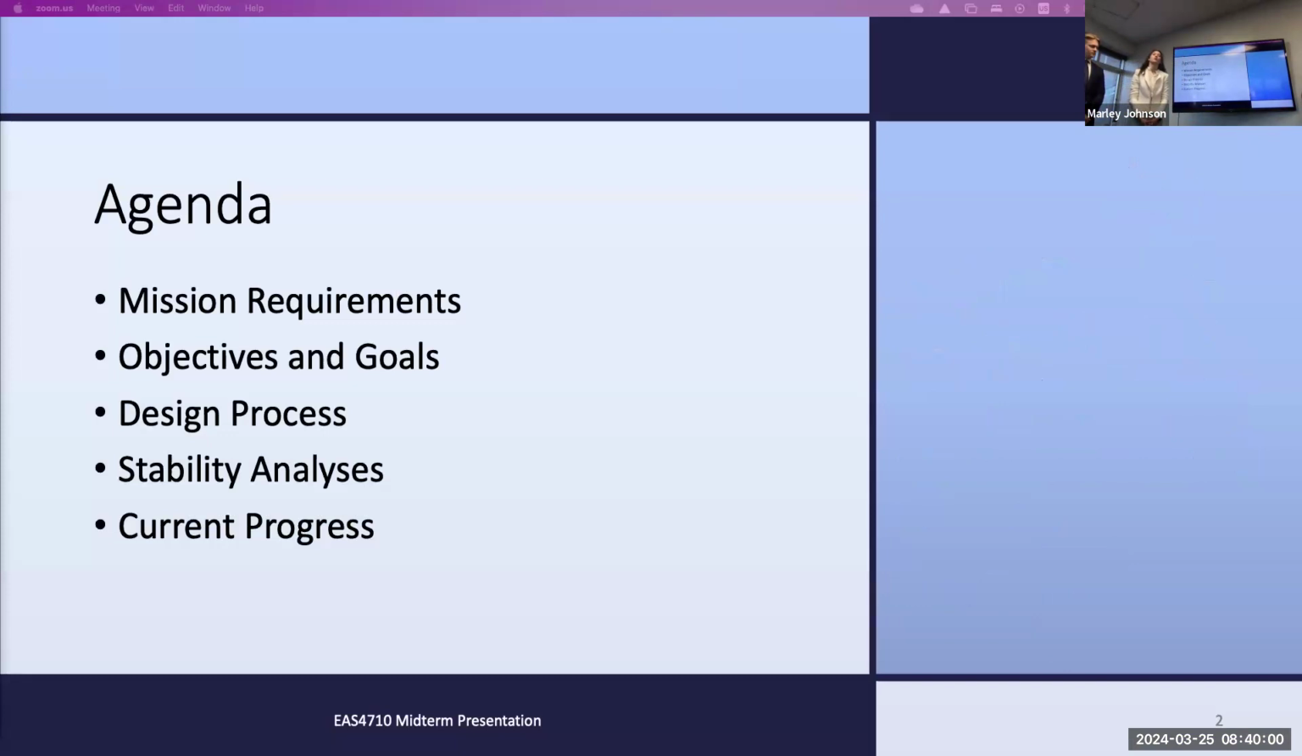I'm going to walk you through our agenda real quick of how the meeting's going to go. First, we're going to go through the mission requirements required for the project, followed by our personal objectives and goals. And then I'm going to talk you through our design process and how we went about our stability analyses, and then catch you up on where we are currently.